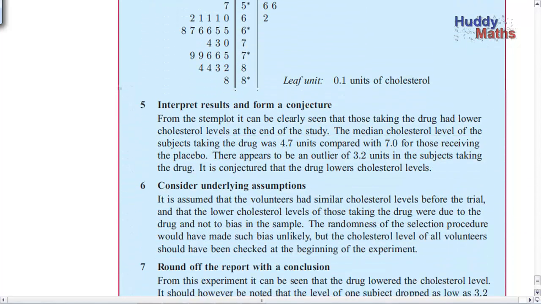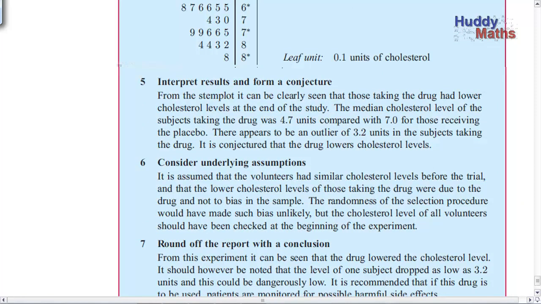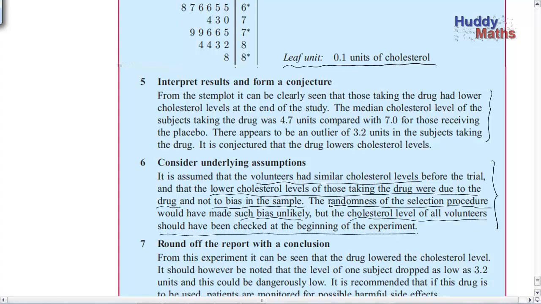And then, of course, interpreting the results. Don't forget, this is what a lot of people leave out, the stem and leaf unit. Interpreting results, 3 or 4 points in there about the comparison of the graphs, the 5-number summary, that sort of thing. Underlying assumptions, we had a look at those. Volunteers had similar cholesterol levels, and the lowering was due to the drug and not to bias in the sample. Randomness of the selection, you are equally likely to get high or low cholesterol people coming from your sampling procedure, making bias unlikely. But cholesterol should have been measured at the beginning of the experiment.